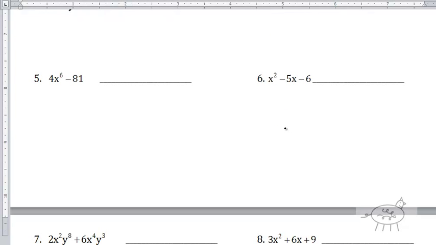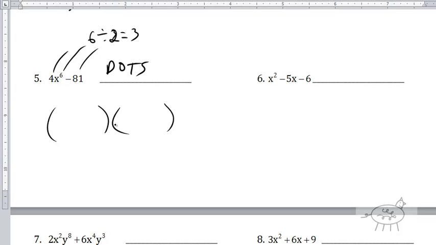Cool. Number 5. I look at this problem right now, and there's no greatest common factor. Nothing goes into 4 and 81 evenly. But I noticed that it's a perfect square. 4 is, 81 is, and the exponent is an even number. So remember, you take 6 divided by 2, which is 3. So it's a difference of two squares. If I write this out, I get 2x cubed, 2x cubed. That's where that 3 goes, right there and there. And then 81 is 9 and 9, and then it's plus and minus. That's the answer.